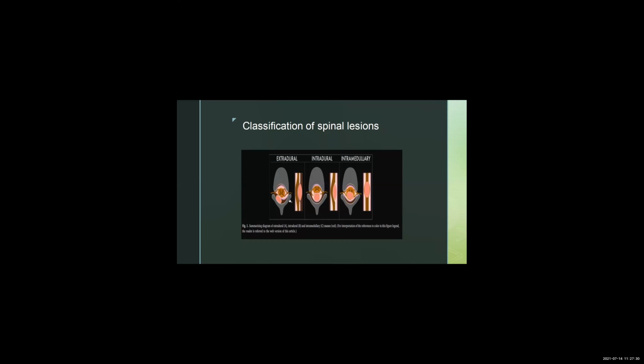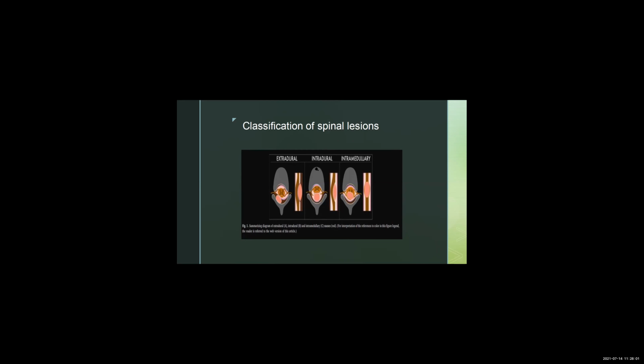So an extradural lesion is outside the spinal cord, but it's also outside the thecal sac. The spinal cord is here, but it's also surrounded by this fluid-filled sac, which is called the thecal sac. So an extradural lesion is outside both of these things, the thecal sac and the spinal cord. And here you can see it right here. Spinal cord, thecal sac, lesion.